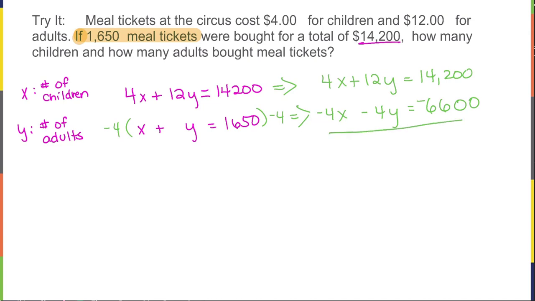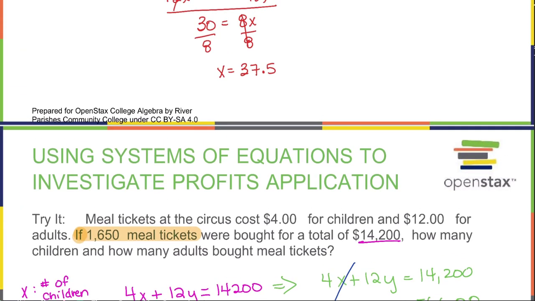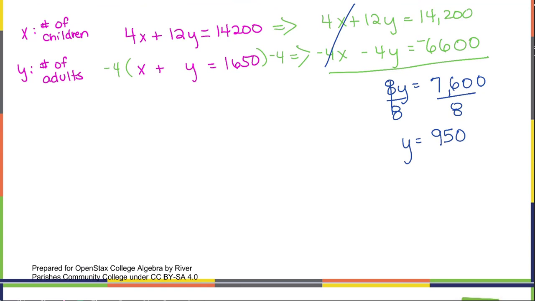So then what happens is we cancel the 4x's, and that leaves 8y is equal to 7,600. So divide both sides by 8, and you get y equals 950. So then if we go back to one of the original equations, I think I'll just go to the second one because it looks like the easiest one.